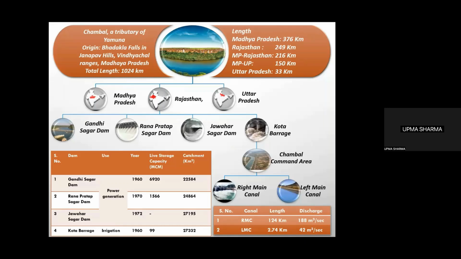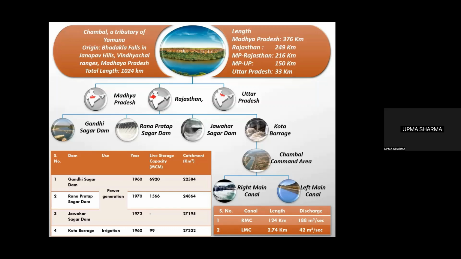It flows in different states. In Madhya Pradesh, its length is 376 kilometers. In Rajasthan, it's 249 kilometers. Between Madhya Pradesh and Rajasthan, it is 216 kilometers. Between Madhya Pradesh and Uttar Pradesh, it is 150 kilometers, and in Uttar Pradesh, where it ends, it is only 33 kilometers. Amongst these states, our concern is Rajasthan, where four dams are constructed on it: Gandhi Sagar, Rana Pratap Sagar, Jawahar Sagar, and Kota Barrage.